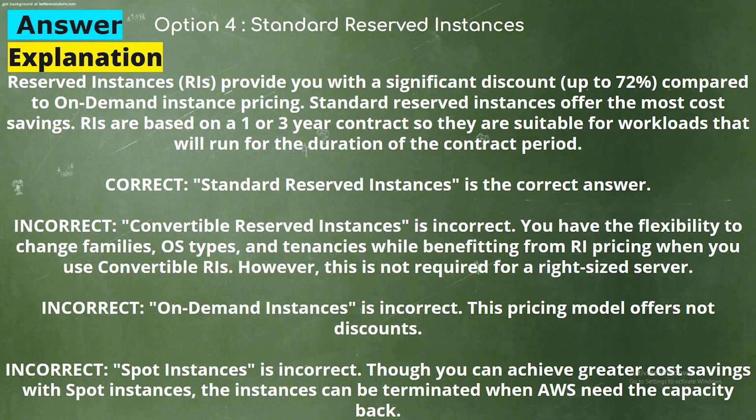Incorrect. On-demand instances is incorrect. This pricing model offers no discounts. Incorrect. Spot instances is incorrect. Though you can achieve greater cost savings with spot instances, the instances can be terminated when AWS needs the capacity back.